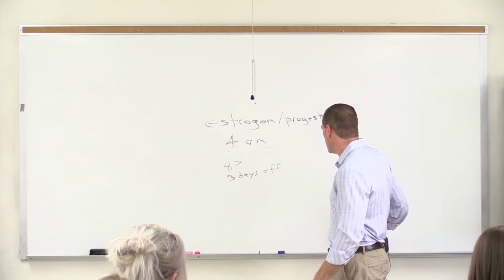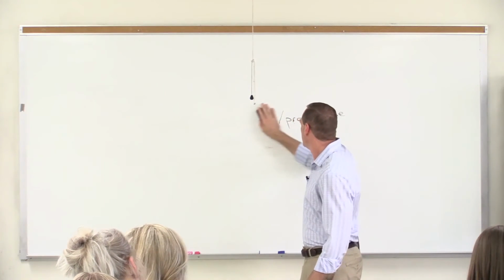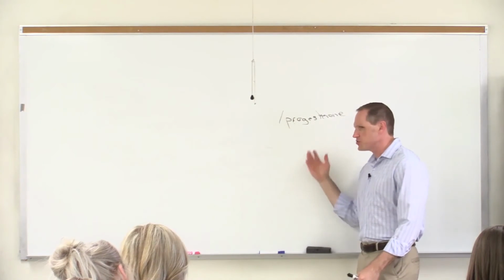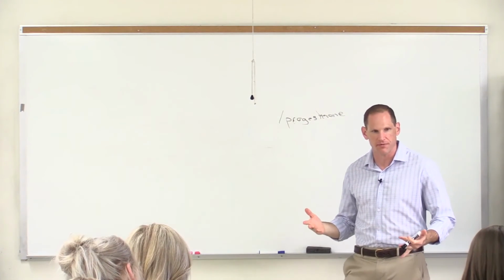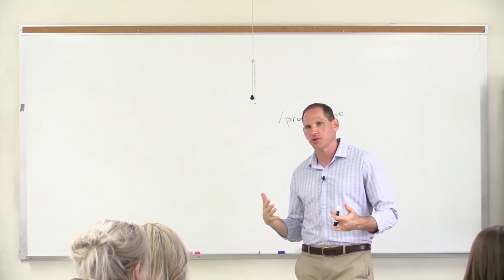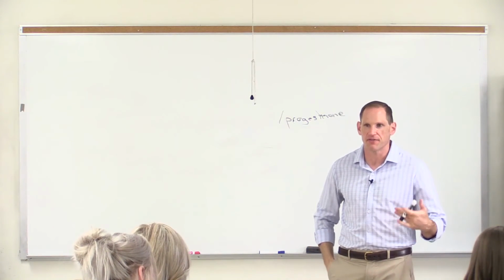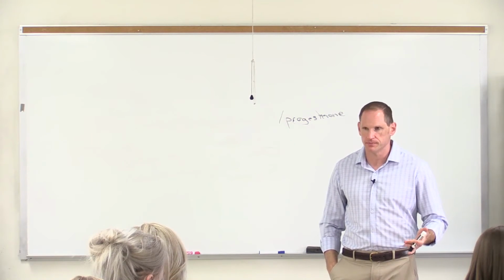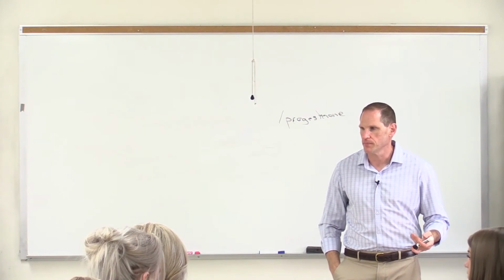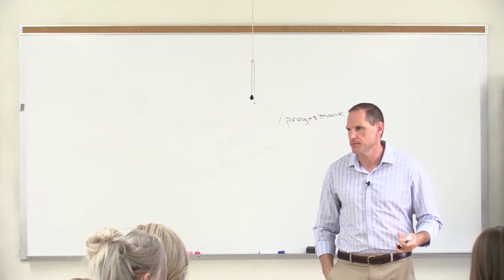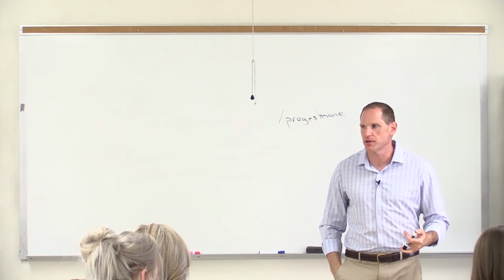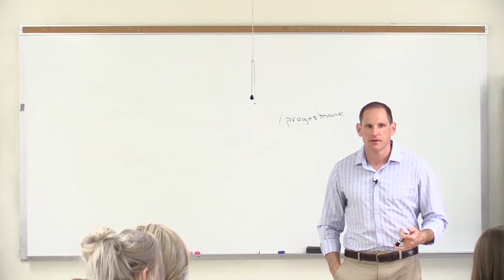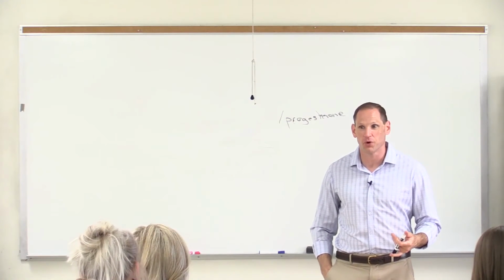Next, we have progesterone only. The first one of these that came around was called Depo-Provera. With Depo-Provera, you get an injection once every 13 weeks, and it completely suppresses ovulation. So how many weeks are there in a year? 52. And if you take 13 and multiply it by 4, what do you get?